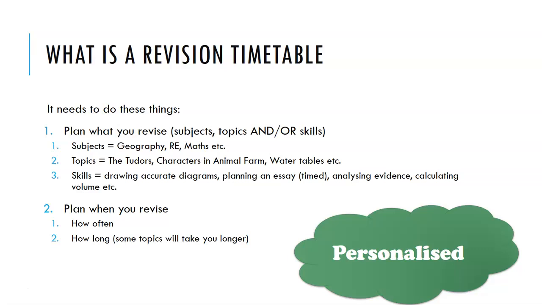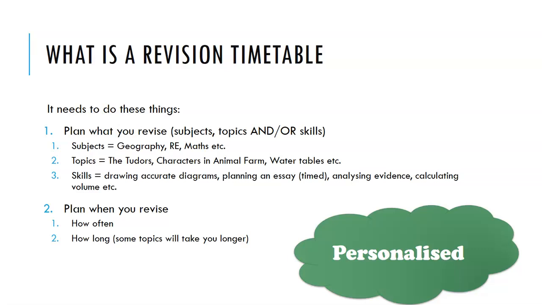So thinking of GCSEs, you might have the Tudors, that's for history. You might have characters in Animal Farm for English literature. You might have water tables in geography. They're the things that you have lessons on, your topics. You will know which topics relate to which exams, and if you don't, before you do your revision timetable, just check with your teacher or look on Firefly.